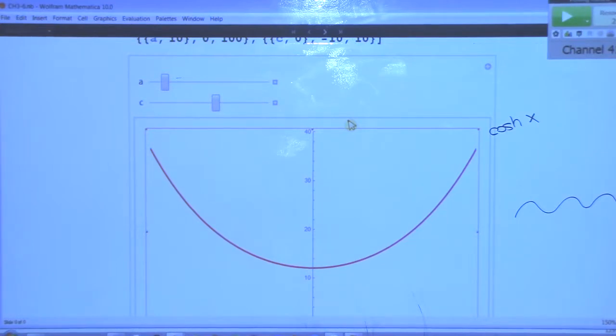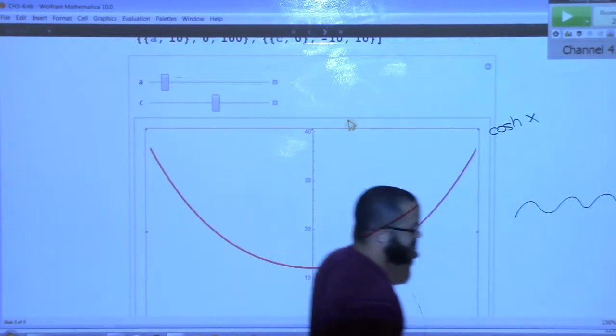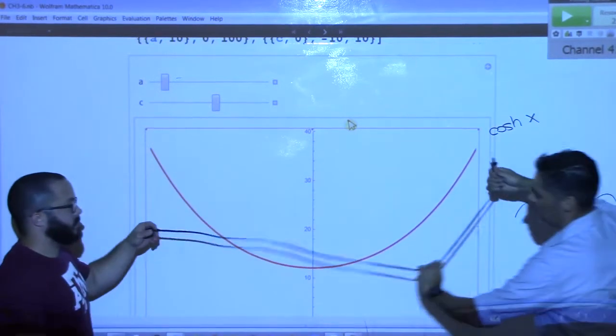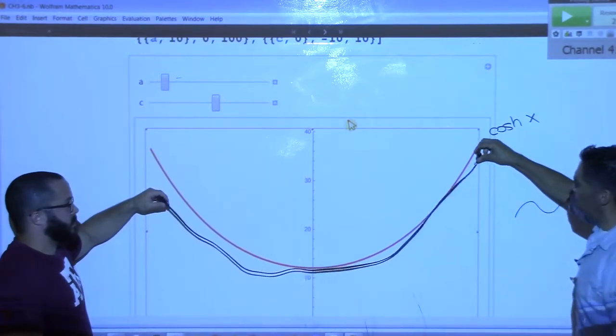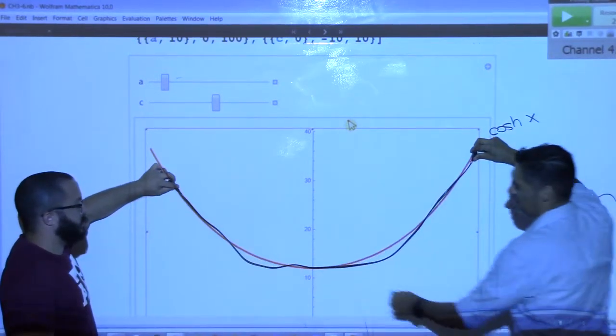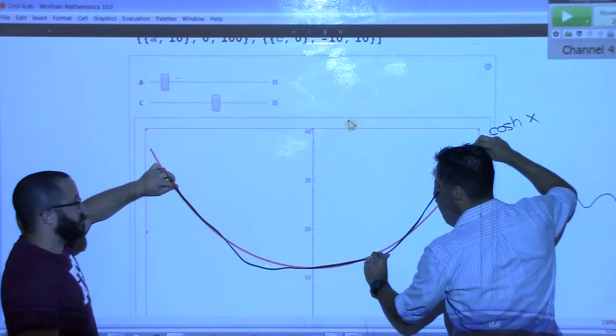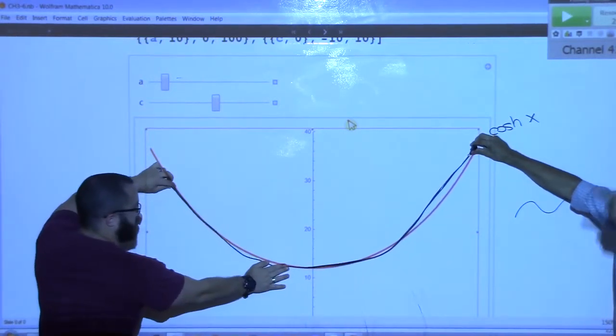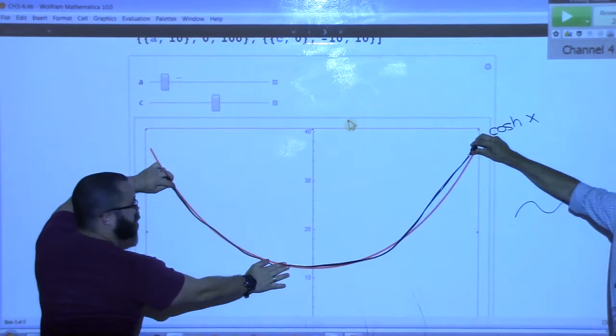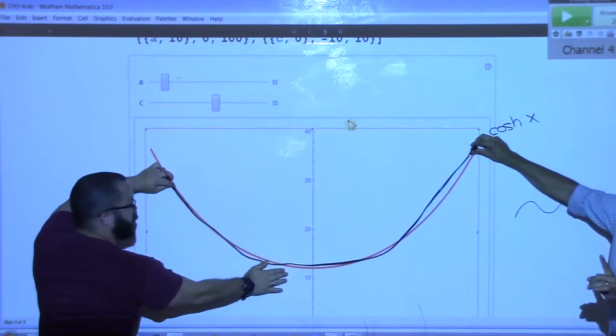I need a volunteer who's willing to be on camera. You got it? Okay. All right, so go ahead and grab that end. So if I were to take a wire, and this is not the best wire because it's copper in there. But if you hang a wire from 2 points, the shape it will take on looks like a parabola, right? But it turns out that it is not a parabola.